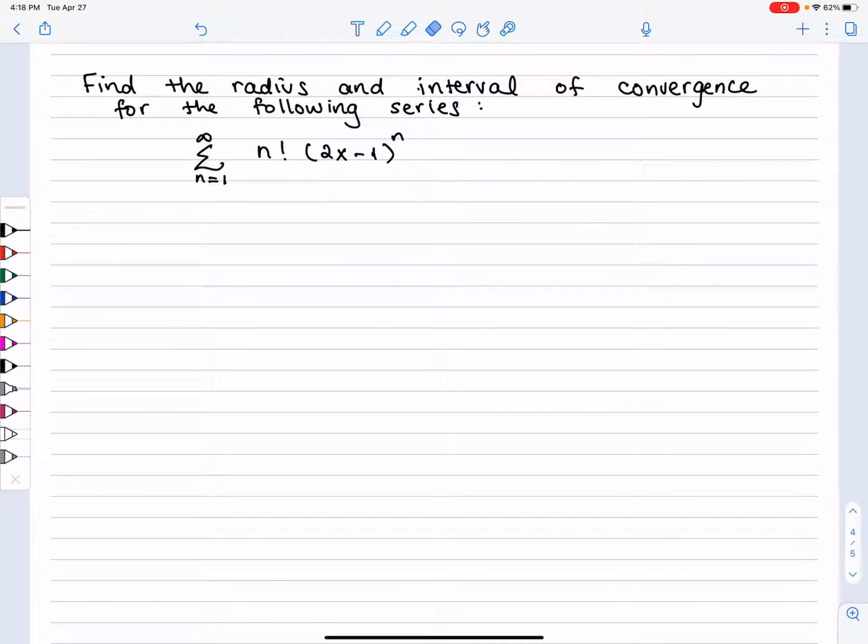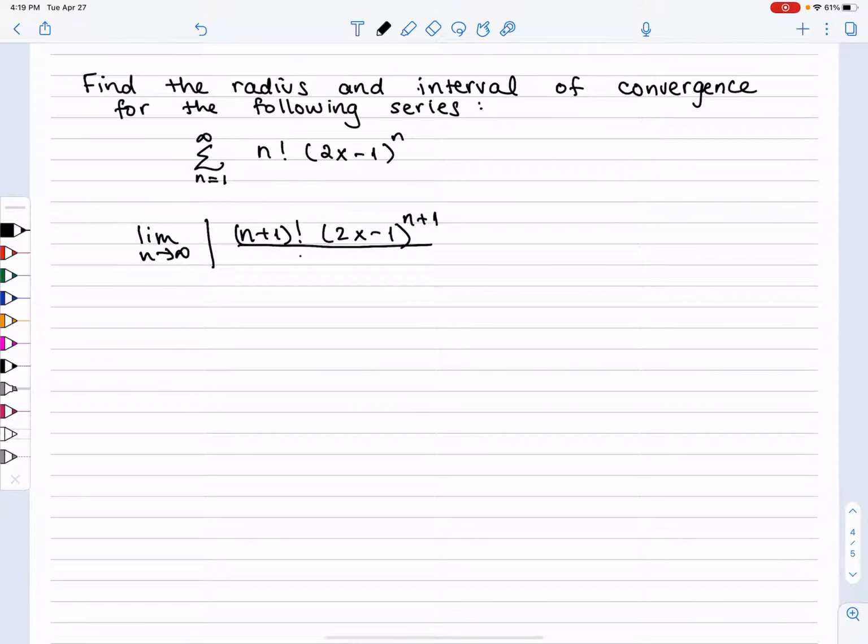We're going to find the radius and interval of convergence for this series here. We're going to apply the ratio test. So let's begin by taking the limit as n approaches infinity of (n plus 1) factorial times (2x minus 1) to the n plus 1, over n factorial times (2x minus 1) to the n.